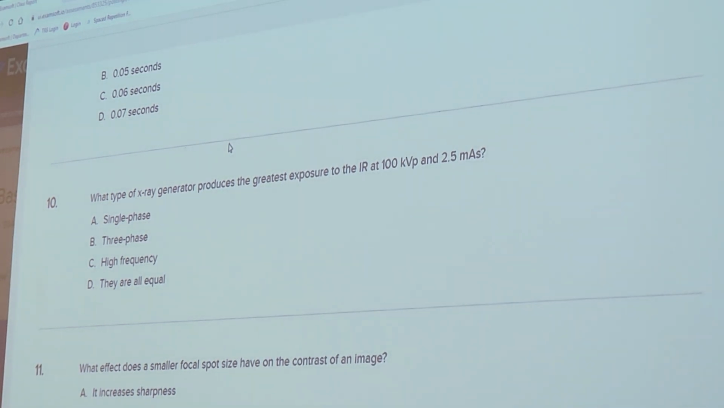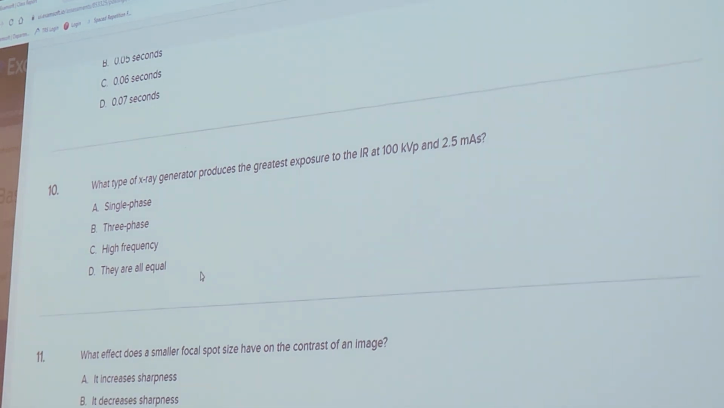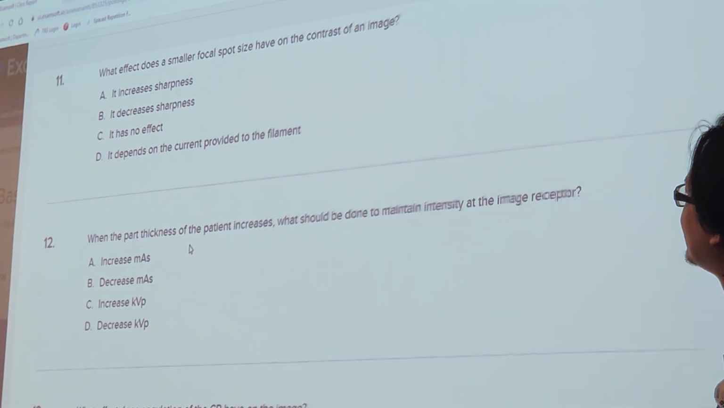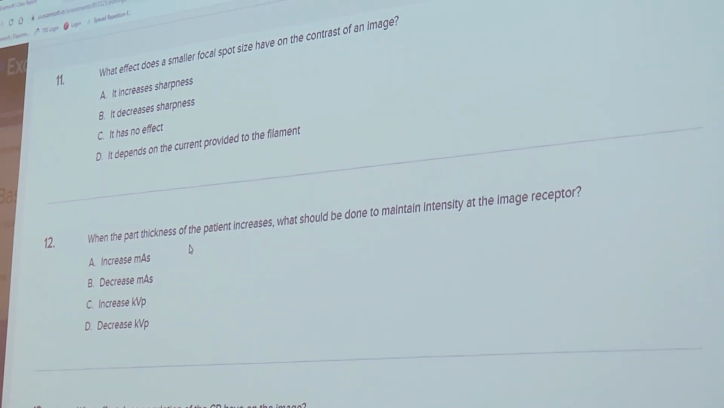Does anyone know what the number for high frequency is? That's your heat units, good. And you also have 3 more. But should I explain to them? Next. So question 11, we're skipping that. Let's go on to it.